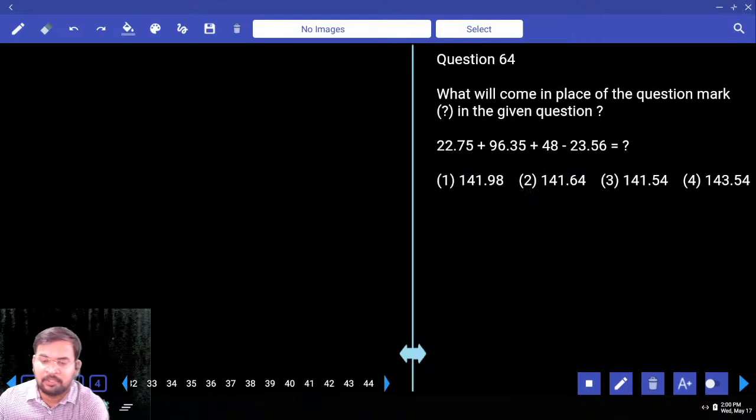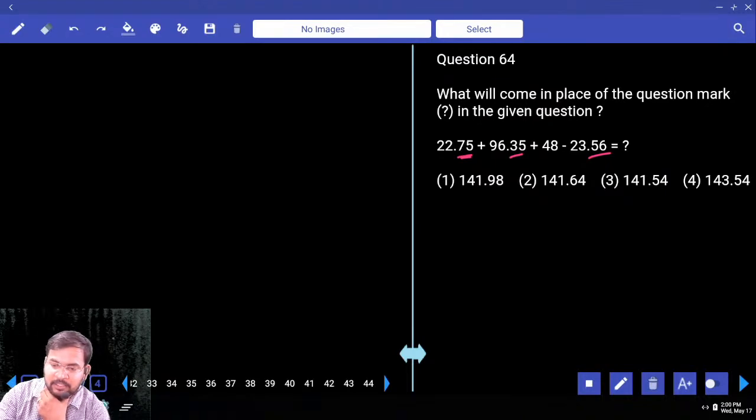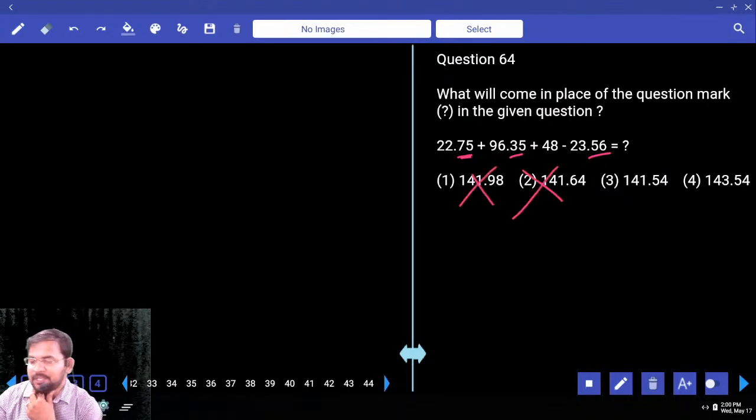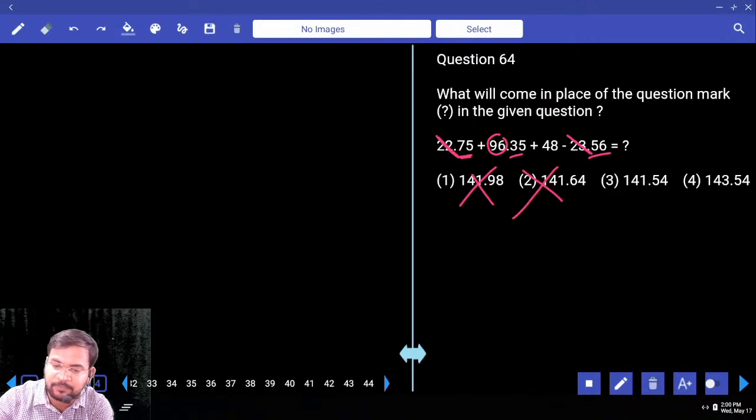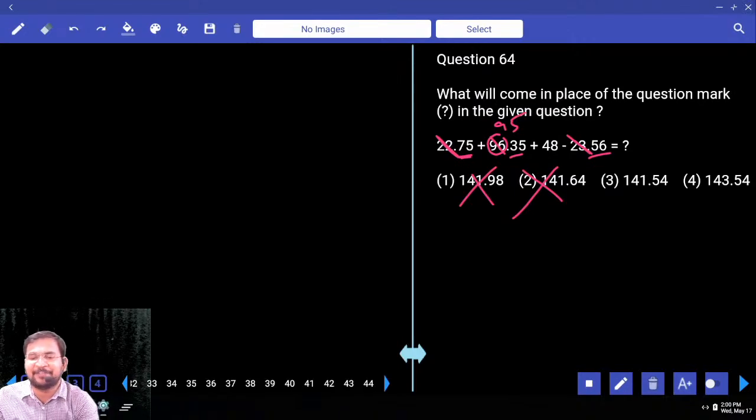Now, see here, you see the unit digits, last two digits, 0.75, 0.35, 110. That is nothing but, if you subtract 56 from 110, 54. Our answer ends with 54, na. How many options are there? 2 options are there, no problem. Now, 22 plus 96, dividing by 23, na, cut 22, remainder is minus 1, that is nothing but 95. 95 plus 48, 140. 140.